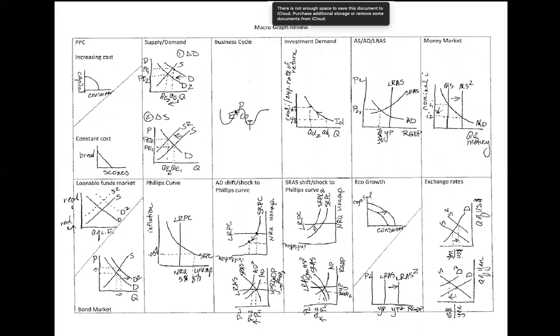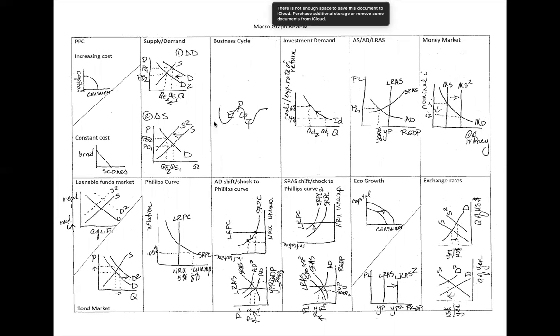Another one we learned was the business cycle. Business cycle, this should be more slanted, but E is an expansionary time. P is what we call the peak. When it comes down, we call it contractionary, and there's the trough, right? Don't worry about this investment demand curve.